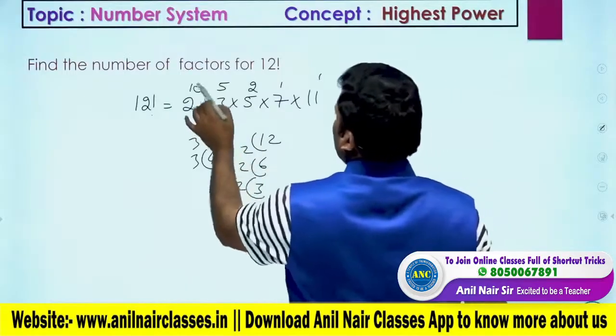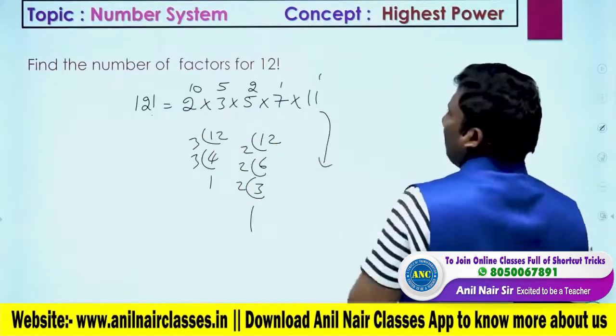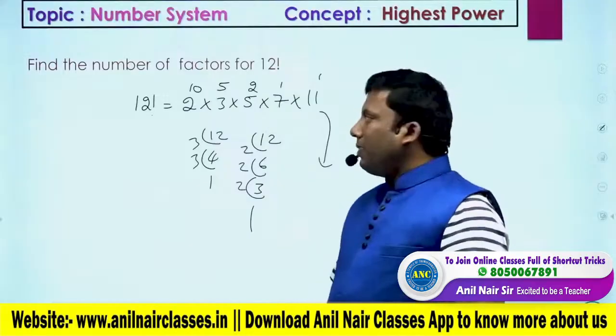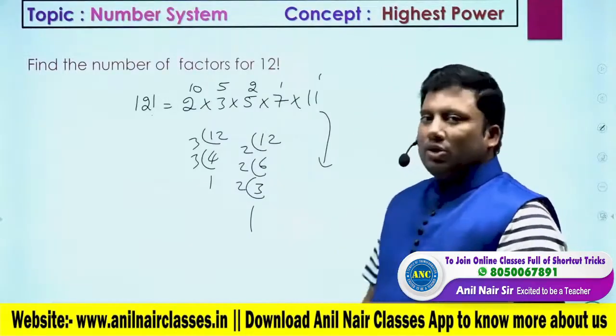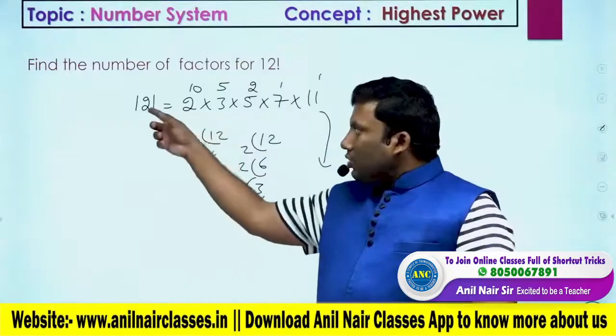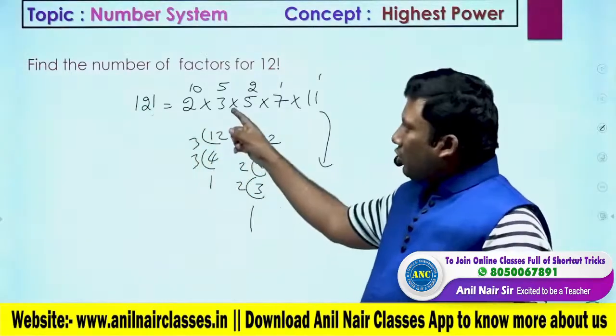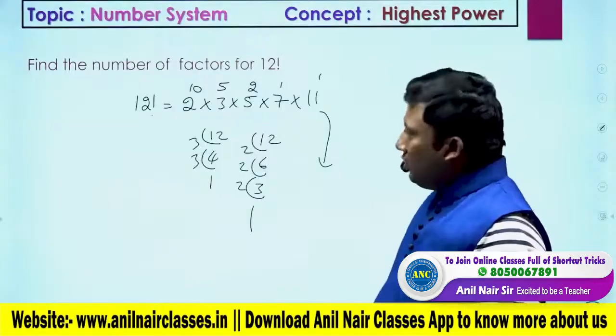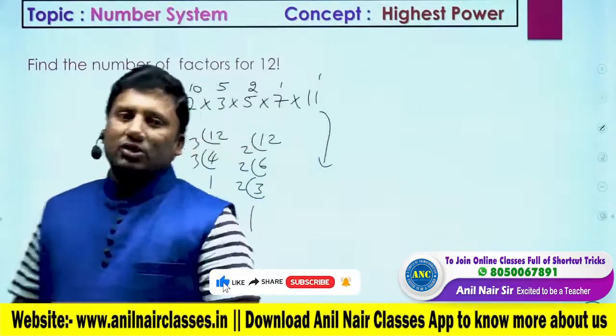For 2 it will be 10. What are the highest powers of 2? 2 power 10. 2 6s are, 2 3s are, 2 1s are. So 12 factorial is 2 power 10 into 3 power 5 into 5 square into 7 power 1 into 11 power 1.